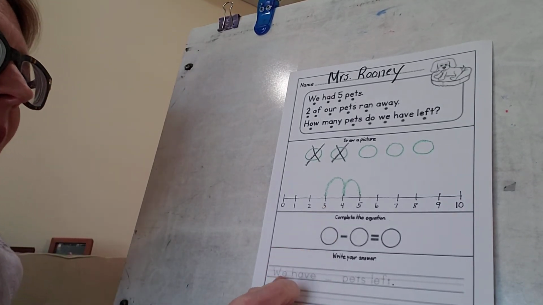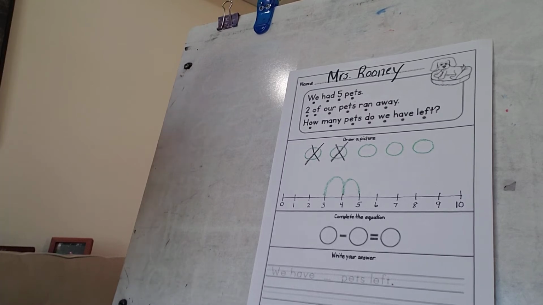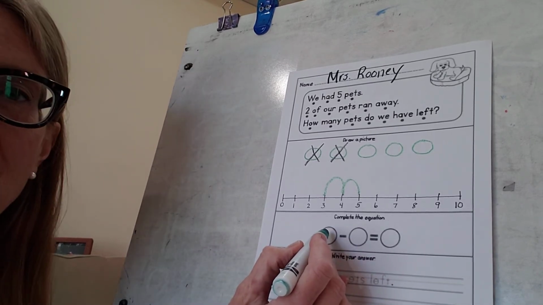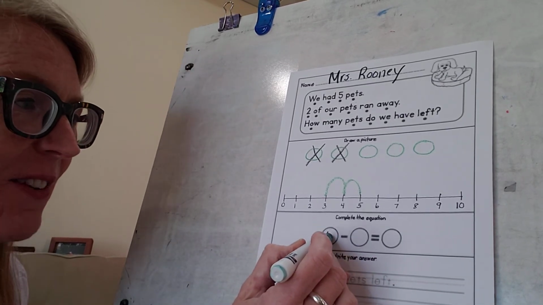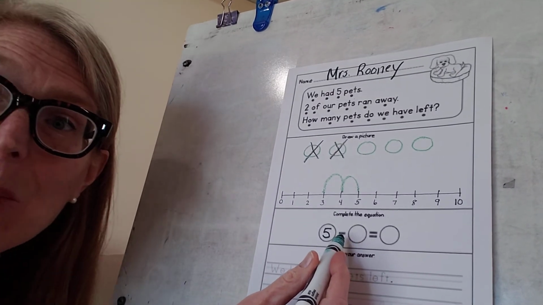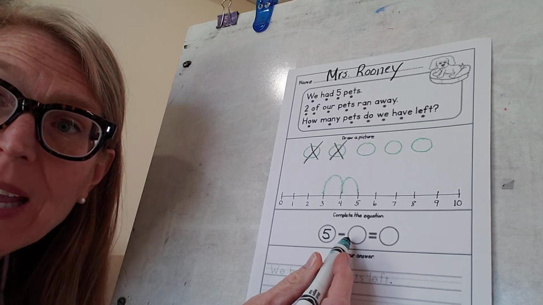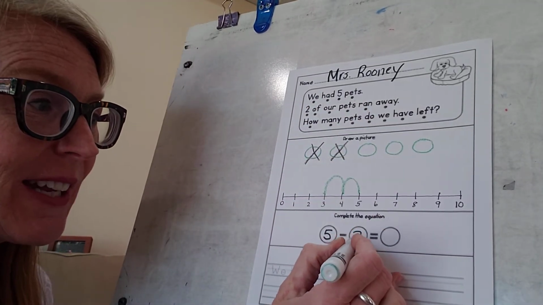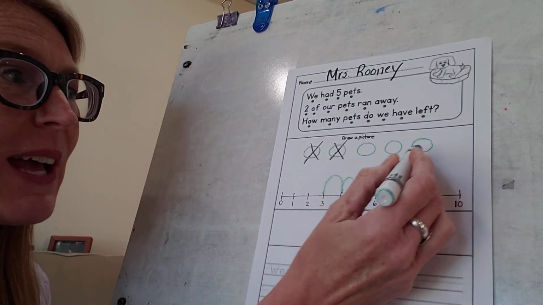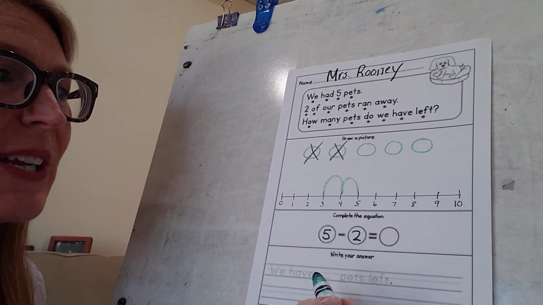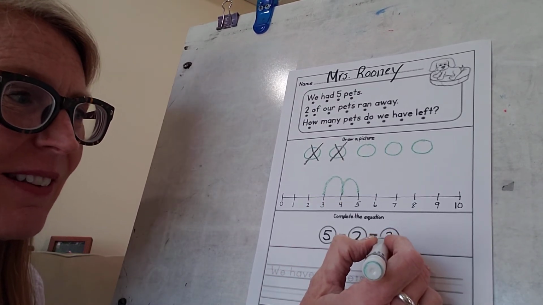Now let's go down to the bottom and let's write that number sentence. How many pets did I have to start? I had 5. So that goes in that first circle, right? The next one is how many ran away? Well, how many ran away? 2 did. Equals how many pets did I have left? Let's look at our number line and let's look at our story. We had 3 pets left.